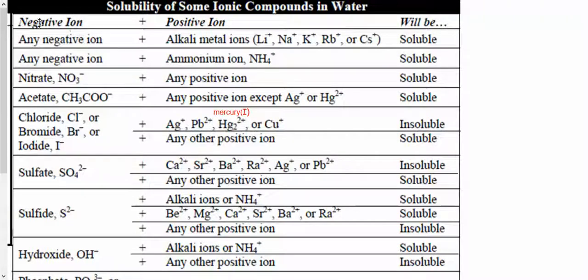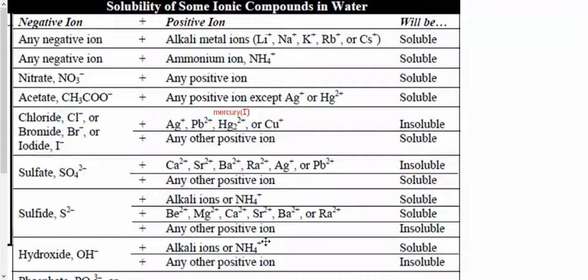Notice with this chart, you can use either chart that you like, but this chart gives you the negative ion first, so always look at the negative ion to see if it's soluble. Any negative ion with an alkali metal is soluble. Any negative ion with ammonium ion is also soluble. Chloride, bromide, or iodide ions will be insoluble if they are with silver, lead, mercury 1, or copper 1. Any other positive ion, they will be soluble. You just need to spend a little time looking at the solubility chart to learn how to read it. It just takes a little practice.